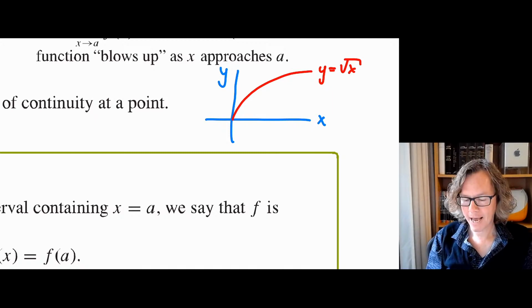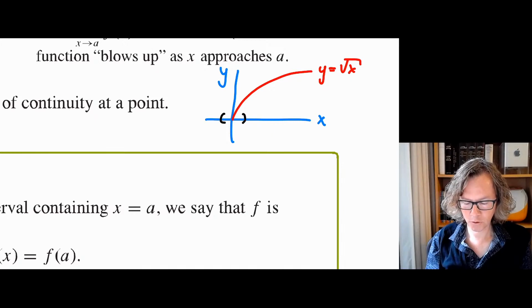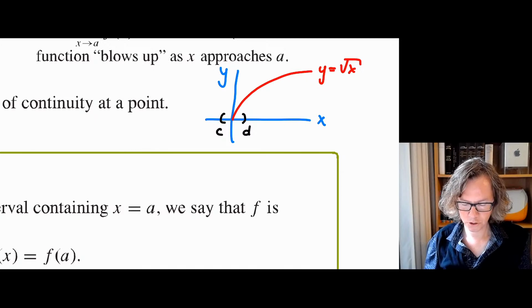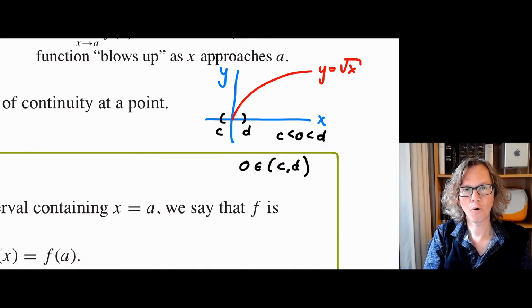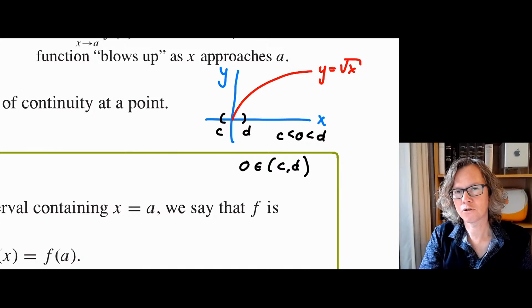The problem that the book has is that it cannot give an open interval. So basically you're looking for c and d such that c less than 0 less than d, because then we have 0 is in the open interval (c, d). You cannot do that now, because the square root function is not defined for negative values. We cannot find such an open interval. So the book cannot use its own definition.